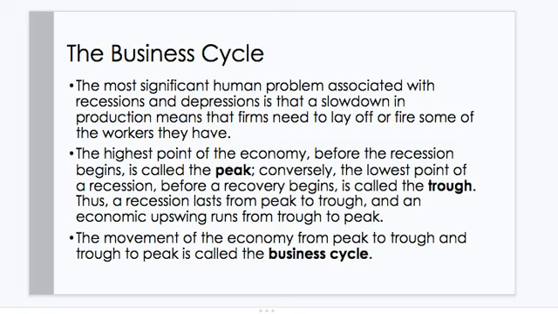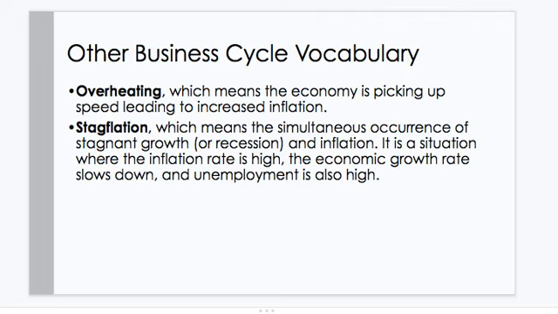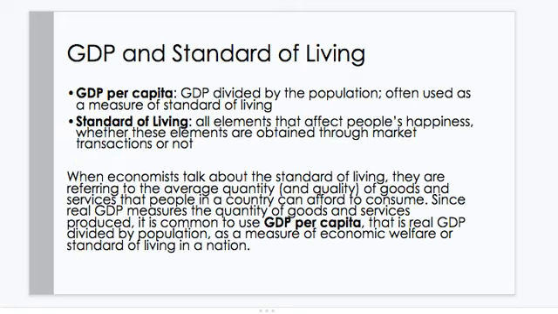The highest point of the economy before the recession begins is called the peak. Conversely, the lowest point of a recession before a recovery begins is called the trough. Thus, a recession lasts from peak to trough, and an economic upswing runs from trough to peak. The movement of the economy from peak to trough and trough to peak is called the business cycle. Other vocabulary: overheating, which means the economy is picking up speed, leading to increased inflation. Stagflation, which means the simultaneous occurrence of stagnant growth or recession and inflation. It's a situation where the inflation rate is high, the economic growth rate slows down, and unemployment is also high.